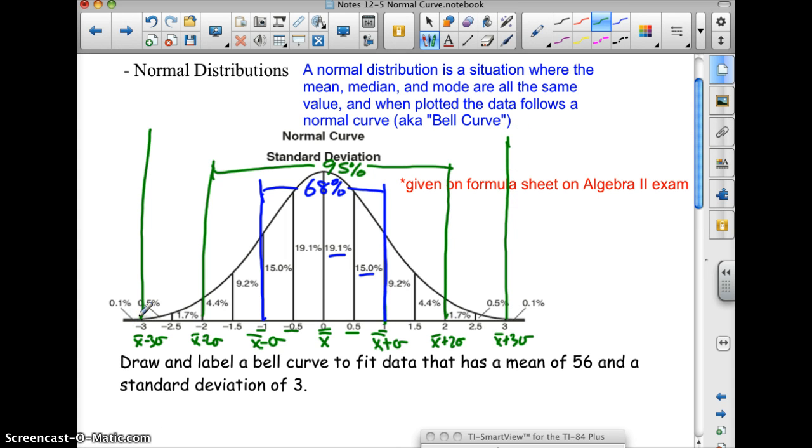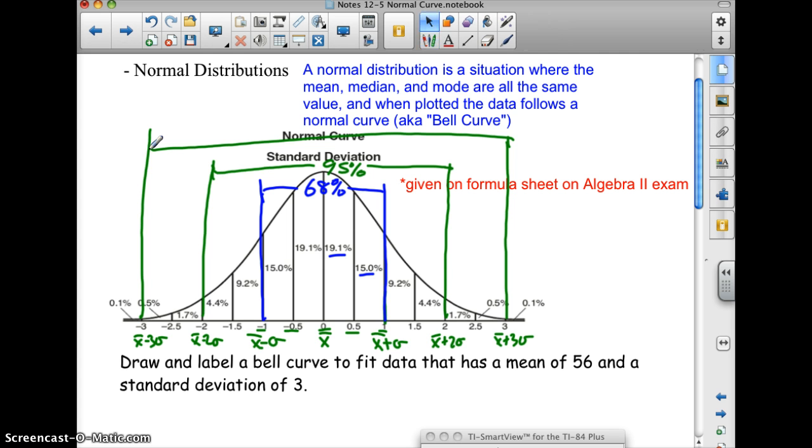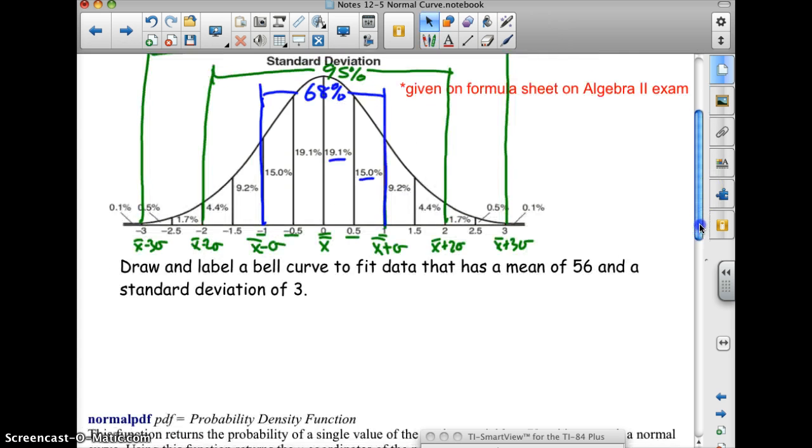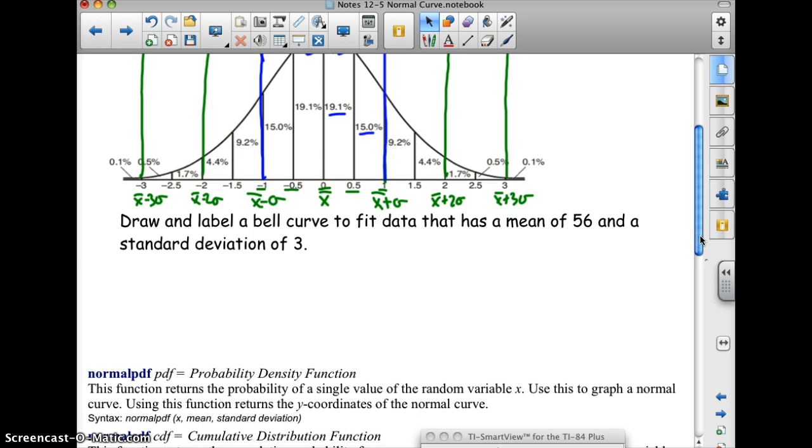Let's say that's like 99.7% of the data is within 3 standard deviations of the mean. Okay, so what I want to do is draw and label a bell curve to fit data that has a mean of 56 and a standard deviation of 3.